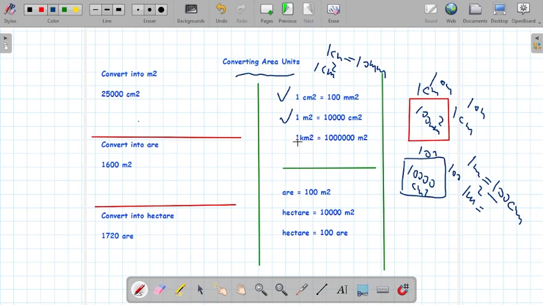Okay? Same thing for the kilometer. When you do the same thing, you will have 1 million meters square.